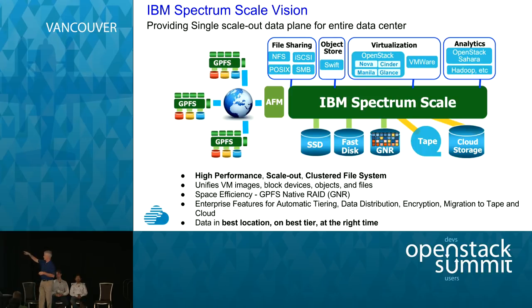And then you've got the data plane. Below the data plane, you've got a variety of different kinds of storage. You can have SSDs. You can have storage controllers like an XIV or a V7000 or another vendor storage. You can have a GNR native RAID environment. You can even have tape and cloud storage. All of these are configured within Spectrum Scale as storage pools.